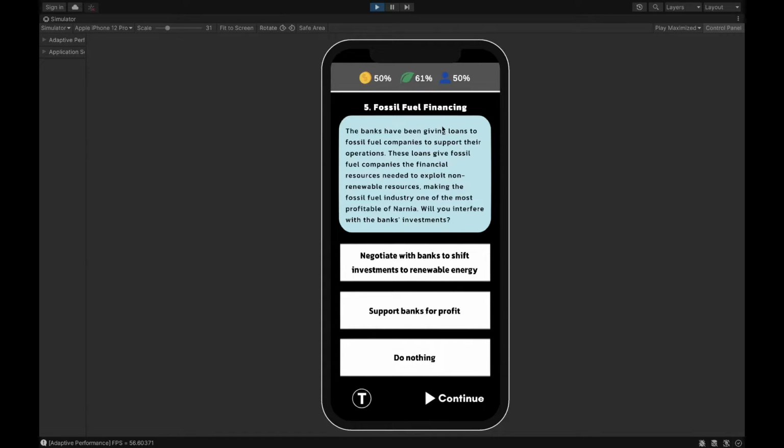Next up, we have fossil fuel financing. So the banks have been giving loans to fossil fuel companies to support their operations. These loans give fossil fuel companies the financial resources needed to exploit non-renewable resources, making the fossil fuel industry one of the most profitable of Narnia. Will you interfere with the bank's investments? So we can either negotiate with banks to shift investments to renewable energy or support banks for profit.